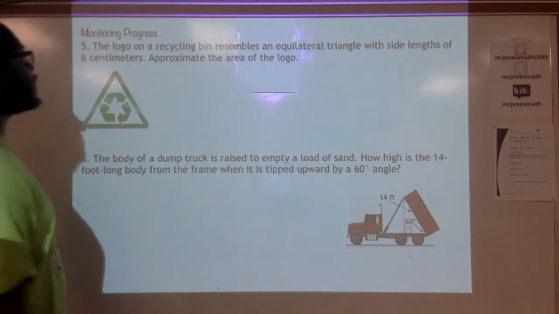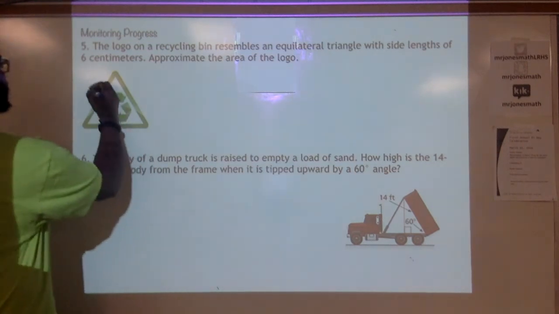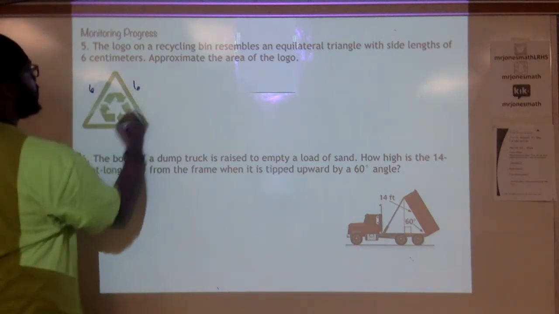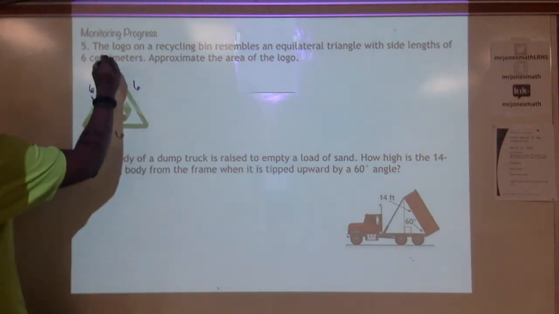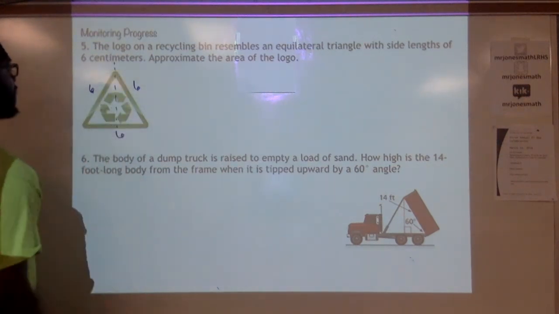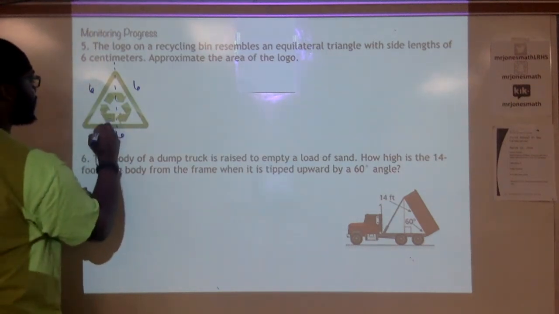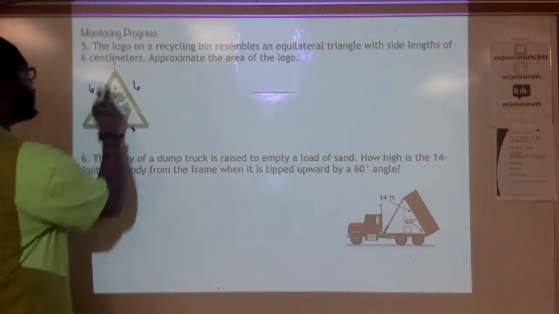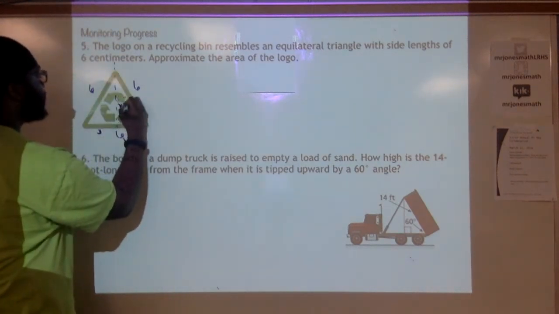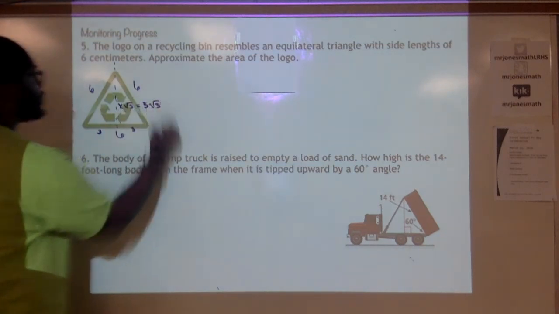All right, so we have a recycle bin logo, which is an equilateral triangle. The side lengths are 6, and we need to find the area. So again, we need to find the height of this triangle. The height is the long leg of both of these triangles. So we divide it in half. Both of those pieces are 3. So the height is x times the square root of 3, or 3 square root of 3.